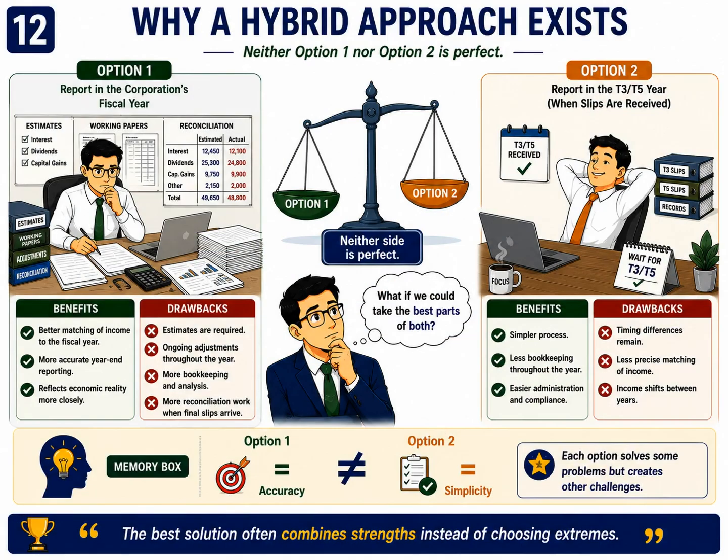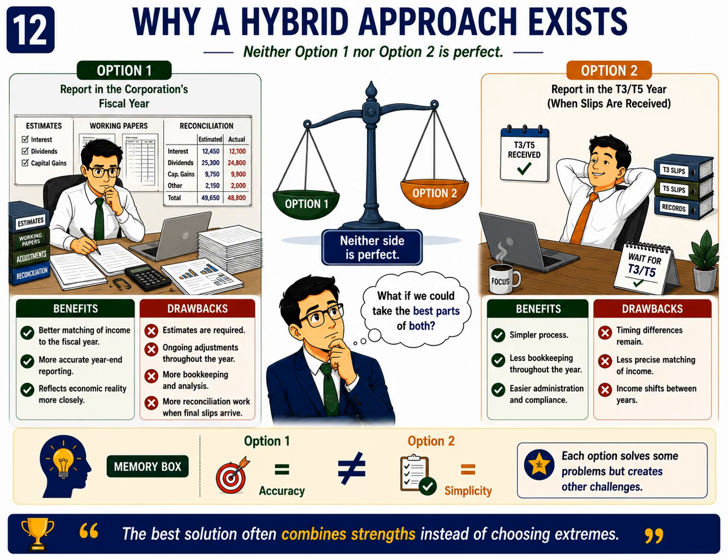Throughout this chapter, we've explored two primary approaches to reporting investment income when a corporation has a non-calendar year end. Option 1 focused on matching investment income to the corporation's fiscal year. Option 2 focused on using the T3 and T5 slips directly as they are received. Both approaches are widely used. Both approaches can be reasonable, and both approaches solve important problems. However, as we've seen, neither approach is perfect. Let's begin with option 1.